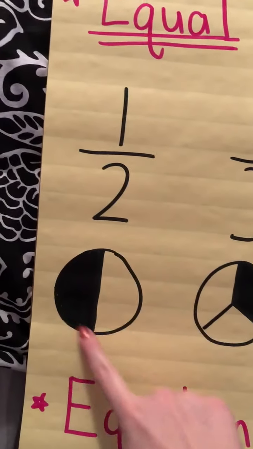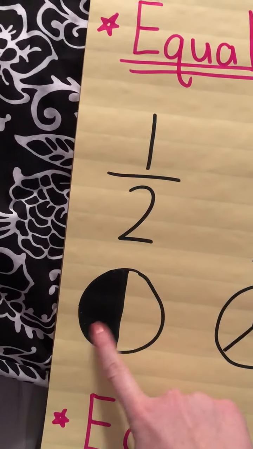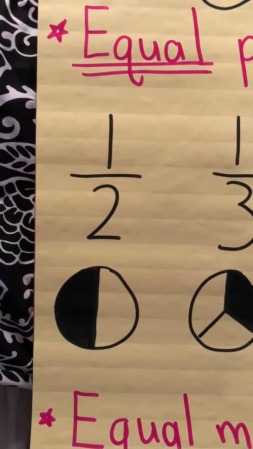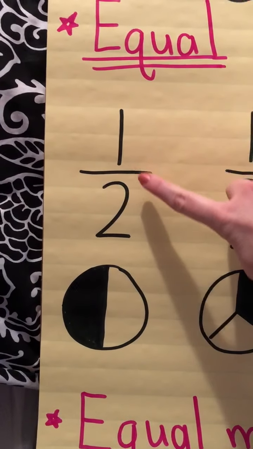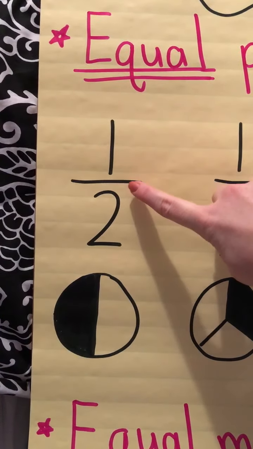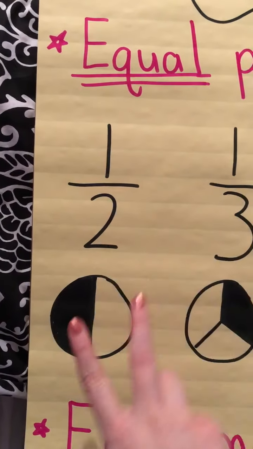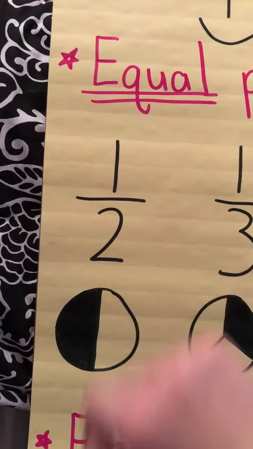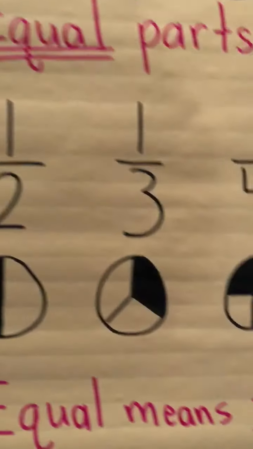Here's our whole, and half of it is shaded in. So we would say 1/2, and we would write that 1/2. One part is shaded in out of 2 pieces. There's 2 pieces, only one is shaded. So you would say 1/2 are shaded in.